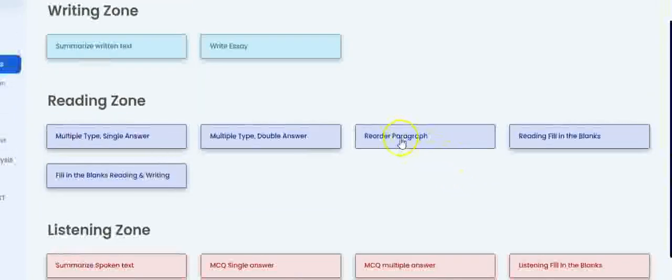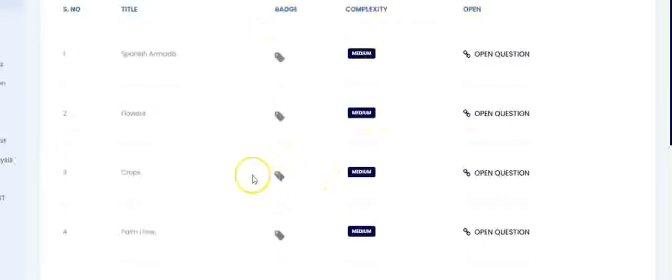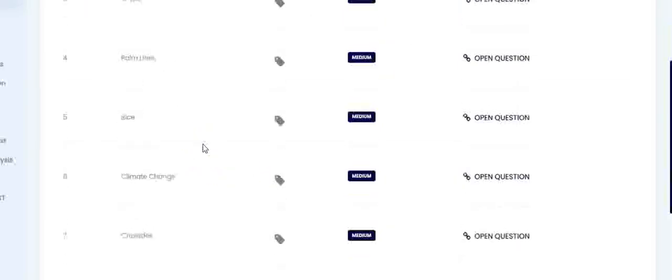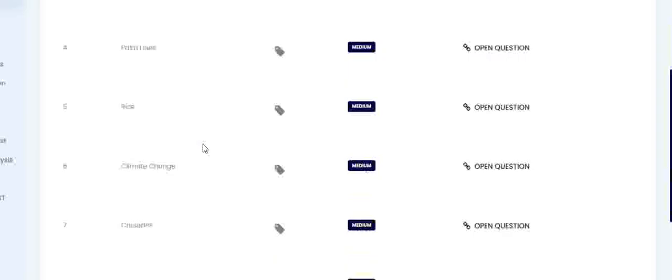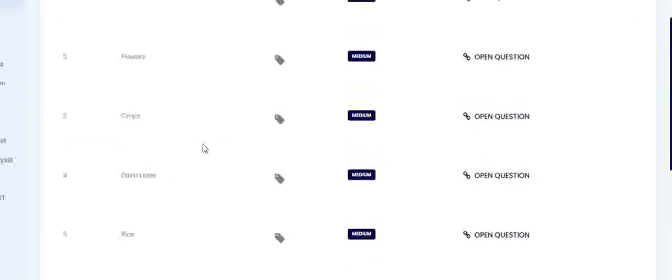Then let's go to reorder paragraph. Here you have to arrange the sentences in order. They will be mixed up, so you need to manage your order. All right, let me give you one example here. I can say anything.